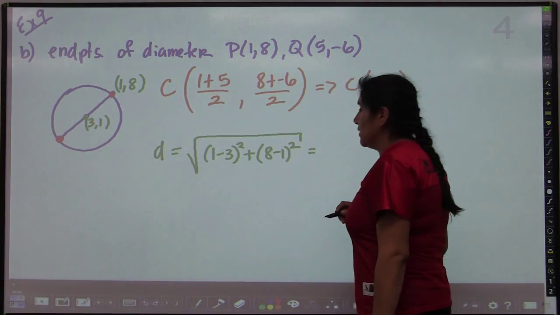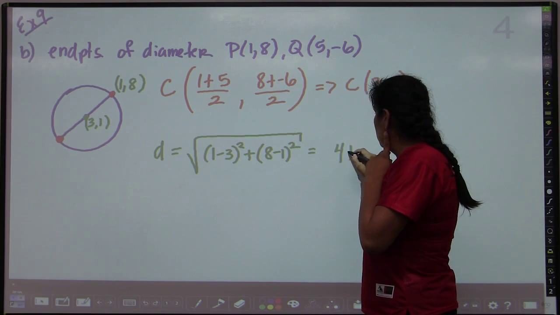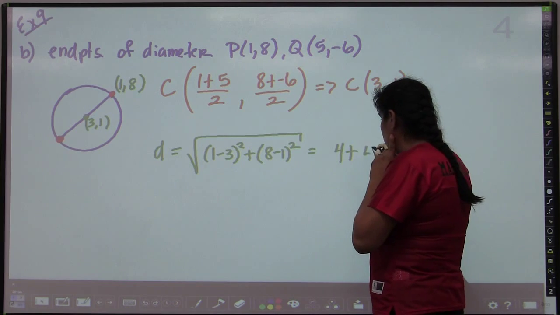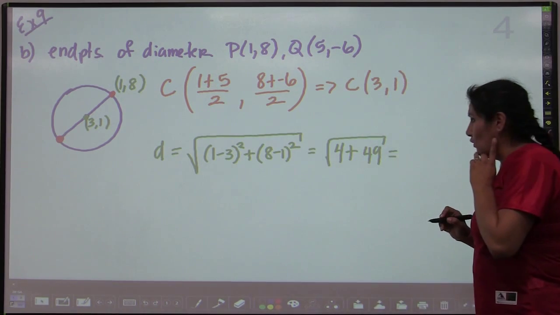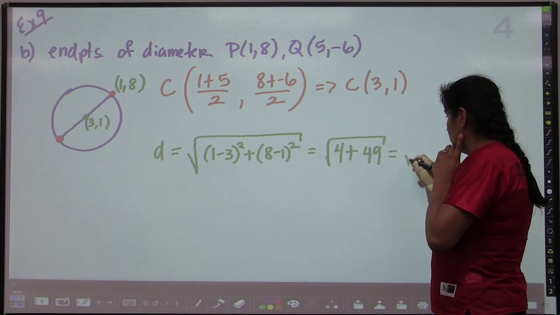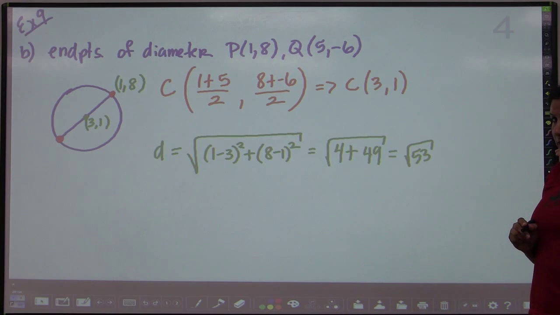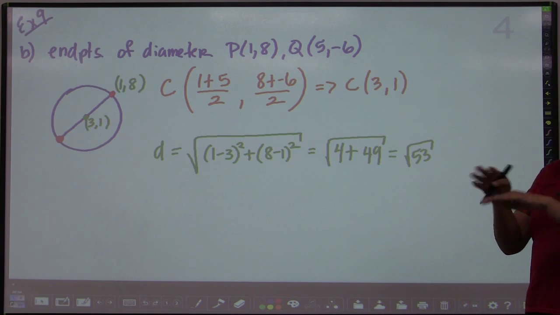So 1 minus 3 is -2, and -2 squared is +4. 8 minus 1 is 7, 7 squared is 49. So 49 plus 4 is 53. So the radius is the square root of 53. Yep. And that can't be reduced. Right? No perfect square goes into that.